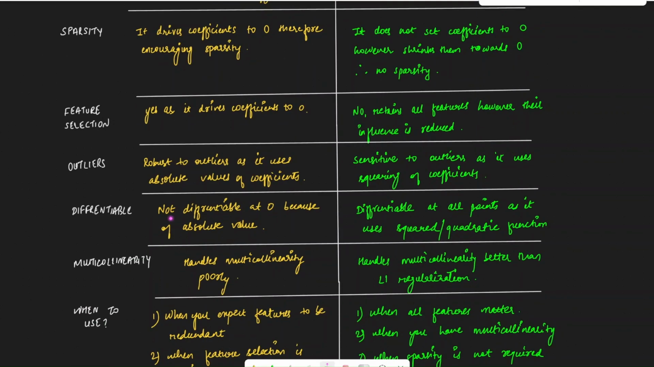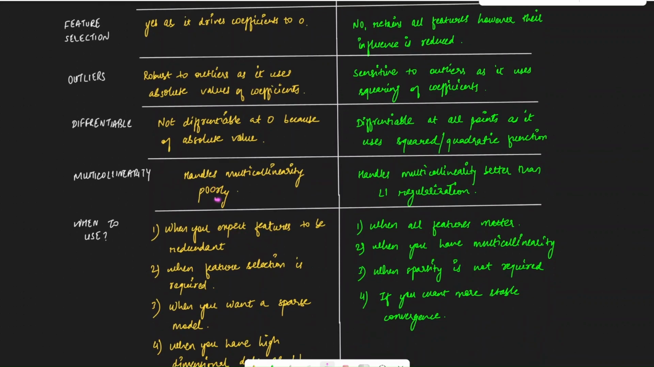L1 regularization is not differentiable at 0 because it uses absolute values, and absolute values are not differentiable at 0. Whereas L2 regularization is differentiable at all points because it uses a quadratic equation. In terms of multicollinearity, L1 regularization handles multicollinearity poorly, whereas L2 regularization handles it better than L1 regularization.